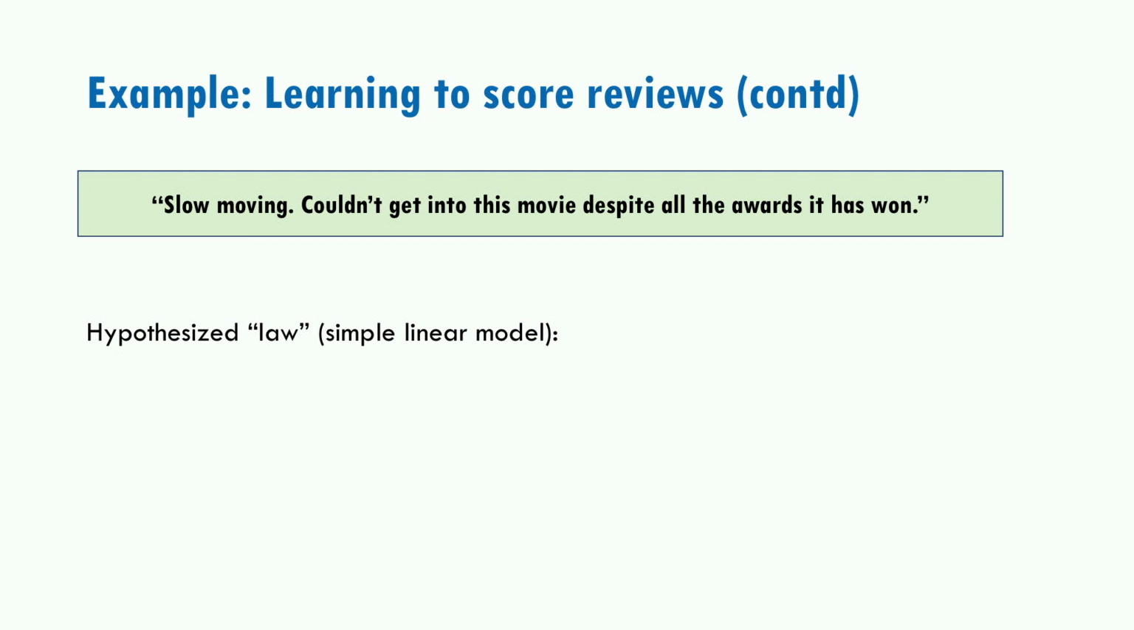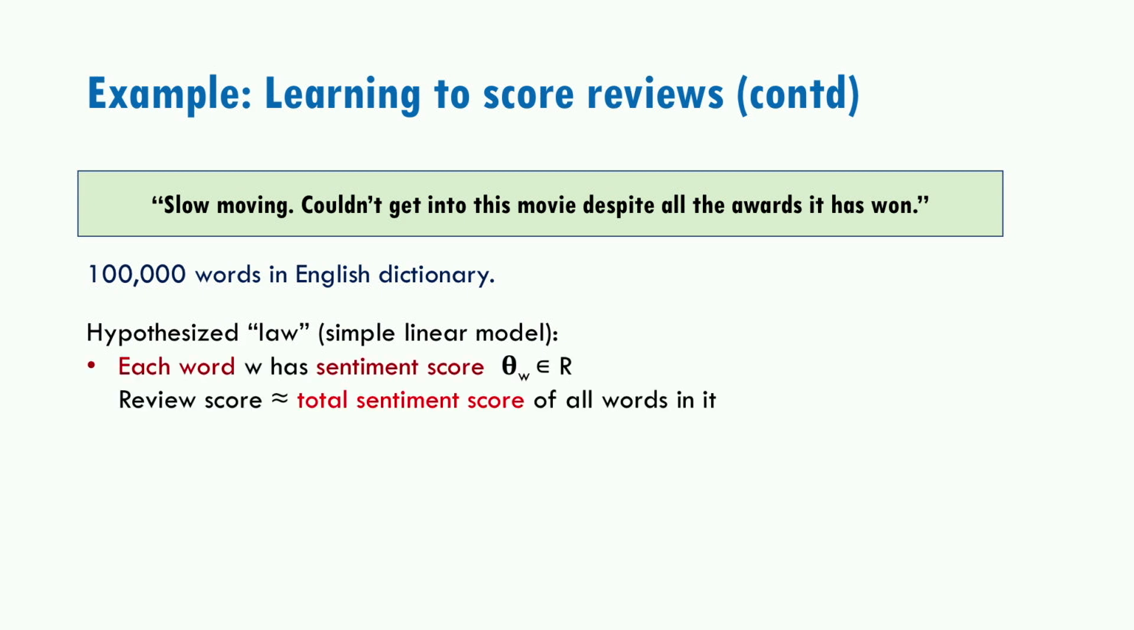So the simplest law you would come up with is what's called a linear model. And the law asserts the following. OK, so there are 100,000 words in the English dictionary, give or take. And the law is hypothesizing that we humans, when we assign a rating to a movie review, are walking around with a sentiment score for each word. So for each word W, each one of these 100,000 words, there's a sentiment score theta sub W, which is a scalar. And the review score for a review, which has many words, is just the total sentiment score of all the words in it. Now you can normalize this and make it lie between minus 3 and plus 3, but for now just assume it's the total sentiment score. So it's a very simple linear model, because it's just summing up the sentiment score of words.